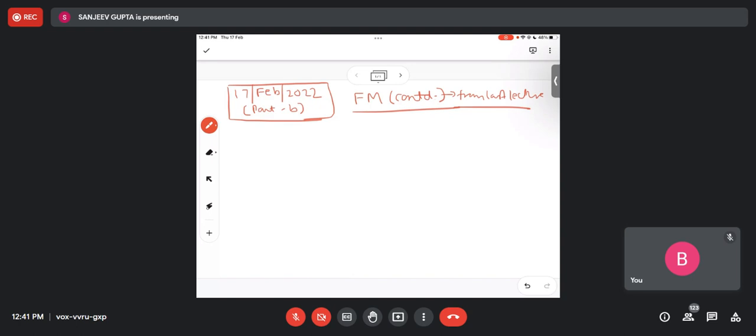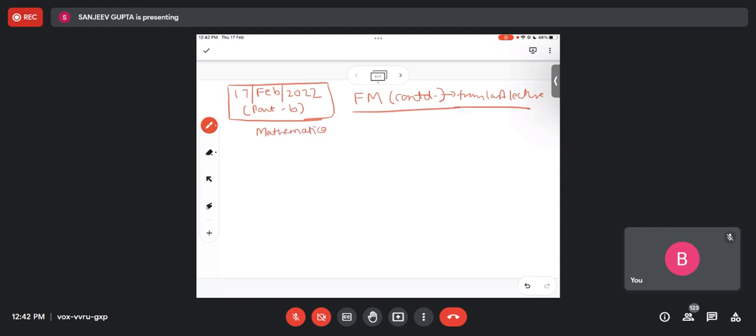These two files will be saved separately, and I will put them in the lecture folder, but the recording will continue to be the same file. So basically, we were talking about the mathematical analysis of FM.